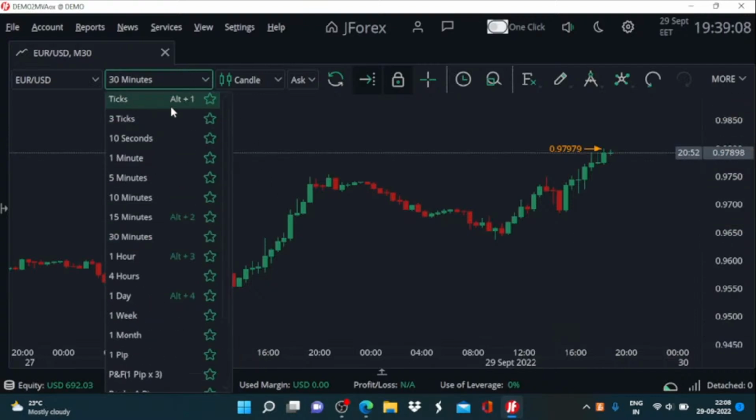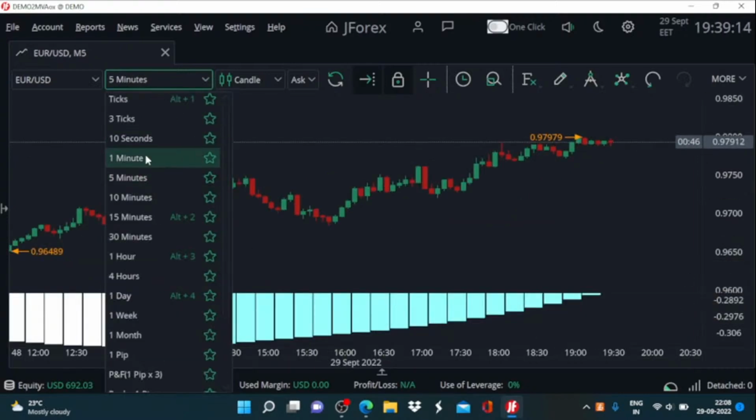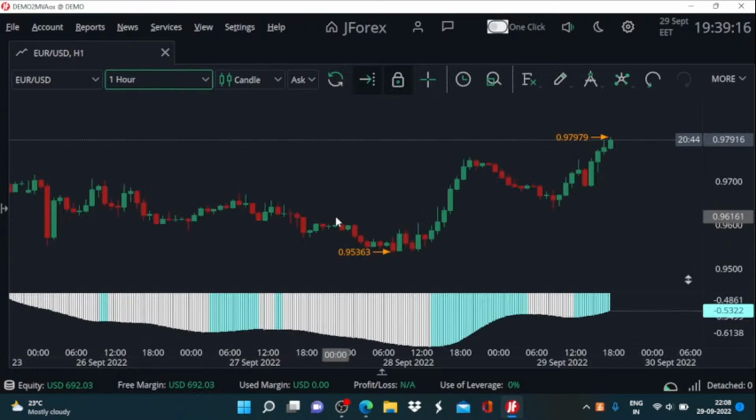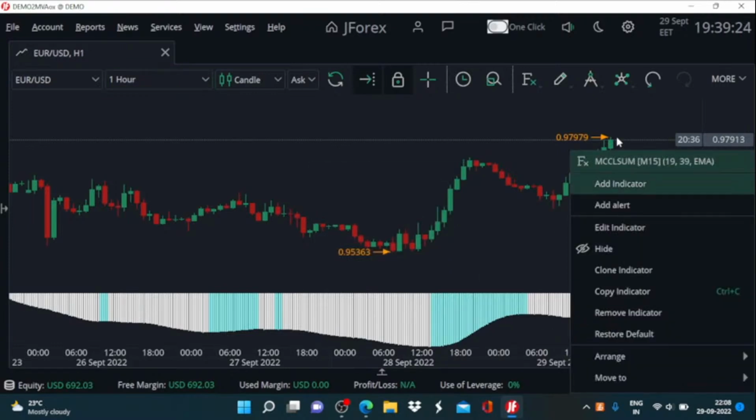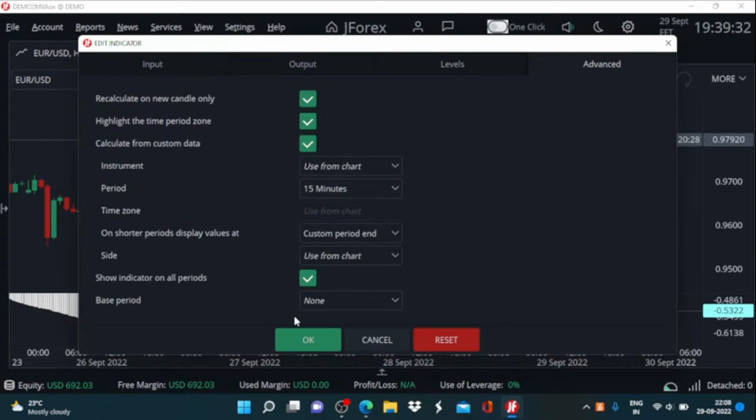But if I change it back again to hourly, or if I go to 5 minutes, we will have this indicator plotted back again. So this is one interesting feature where we can customize the different indicators for different candle periods, and that way we can read more into the data and make informed trading decisions. Now I will revert it back to show the indicator on all the periods.